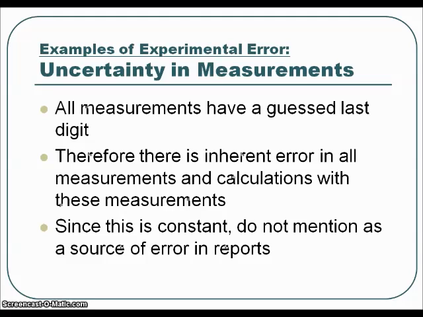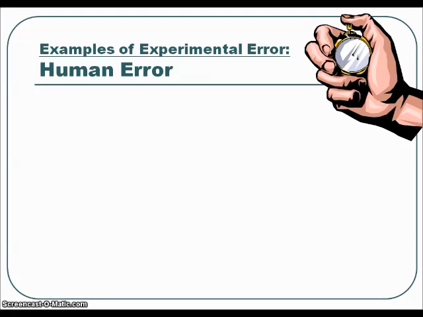So if I ask for sources of experimental error, don't say, well, we guessed at the last digit, because that's just inherent in the way we make measurements. And if you do get 2 answers where the last digit is off by 1 or 2, we don't really even consider those different answers. So let's look at some examples of things that are sources of experimental error.